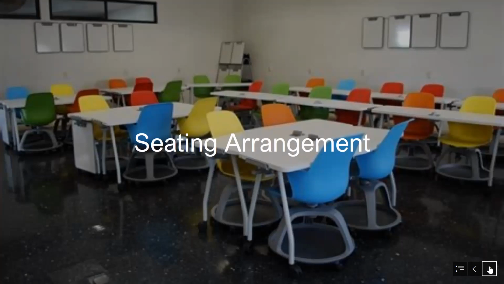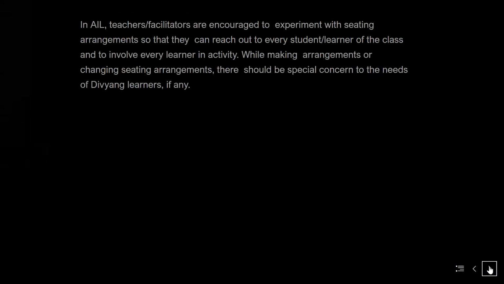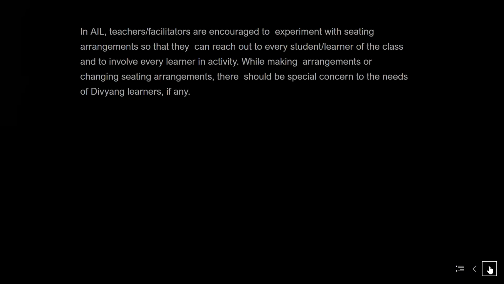There can be a number of seating arrangements when you are delivering a lecture. Obviously the students sit in traditional rows and columns, but why should it always be like that? They can sit in an L shape, or maybe a U shape, maybe a horseshoe shape structure, right? So there can be different layouts. I'm just going to show you some of them. In art integrated learning, teachers and facilitators are encouraged to experiment with seating arrangements. You should keep on experimenting.